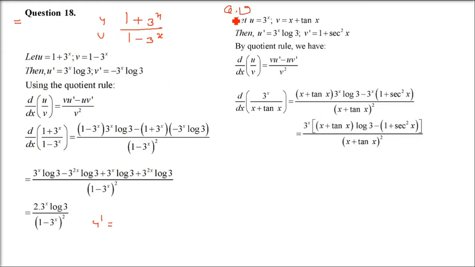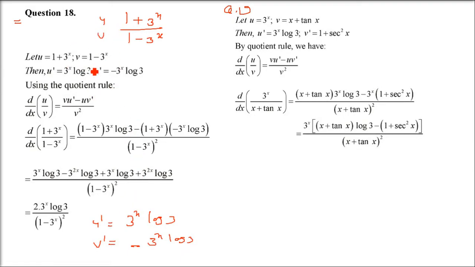This is question number 19, I'll just come to that. Let us do question 18 first. So u dash will be 1 is 0, and 3 raised x will be 3 raised x log 3. That is a raised x log a. V dash is 1 minus 3 raised x: 1 will be 0, negative will remain negative, and 3 raised x will be 3 raised x log 3. So we have u dash and v dash.